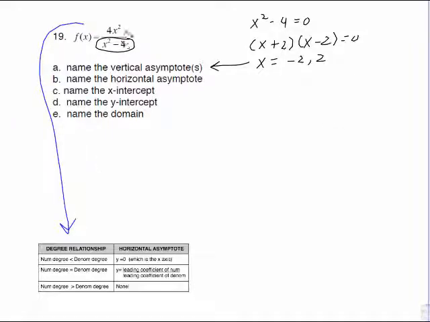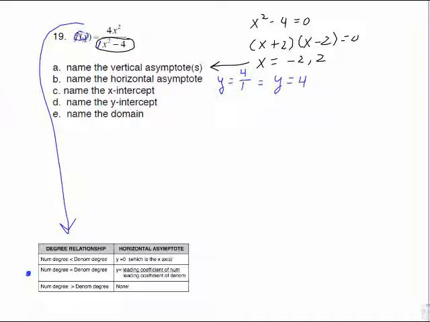The degree in the numerator is 2. The degree in the denominator is 2. So it's this situation right here. If the degree in the top and the bottom are the same, then you make a fraction out of the coefficients. The coefficient in the top is 4. The coefficient in the bottom is 1. So your horizontal asymptote is at y equals 4.